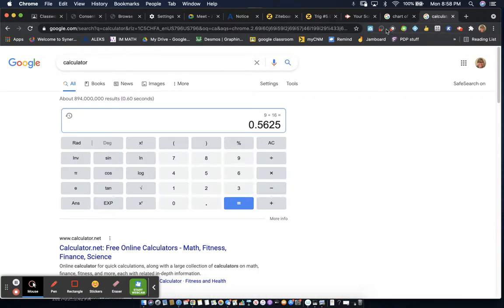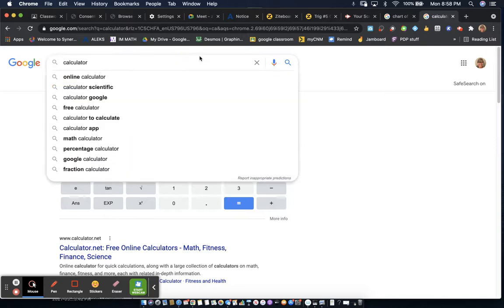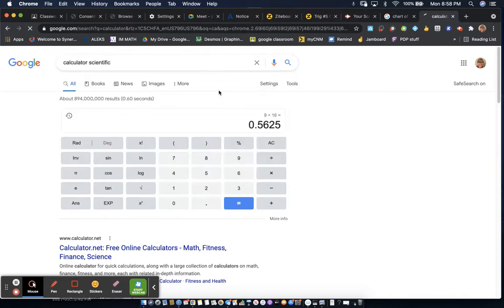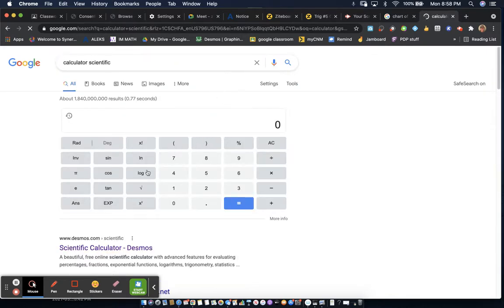Okay, let me do scientific. I need scientific. Give me a, no, I need a scientific. I need cosine inverse. How can I not get it? Wait, Desmos maybe? Can you do a scientific calculator on Desmos?